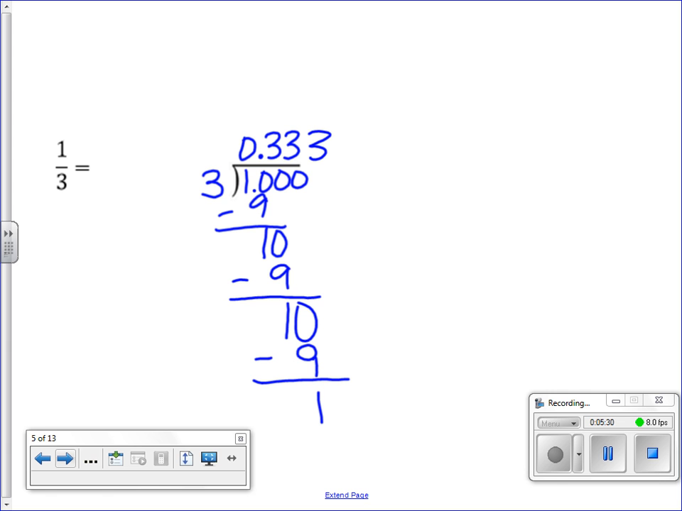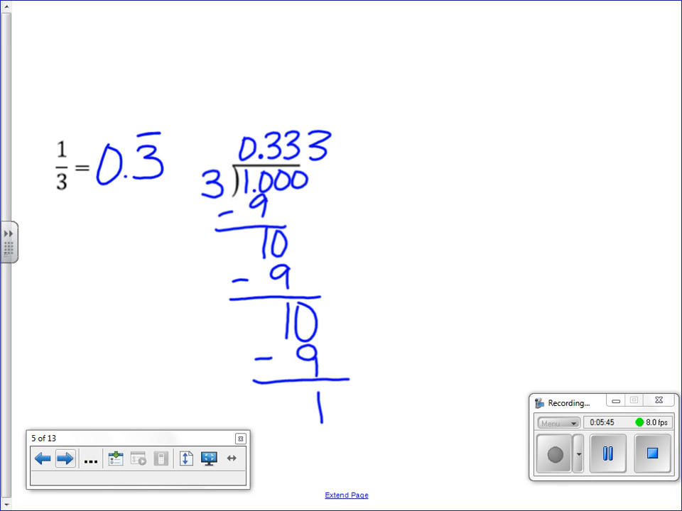So we're going to use something called a repeating bar for fractions that repeat. All right, so we're going to use 0.3, and then we put a line over the 3. That means that the 3 goes on forever and ever and ever, and it's never going to stop.